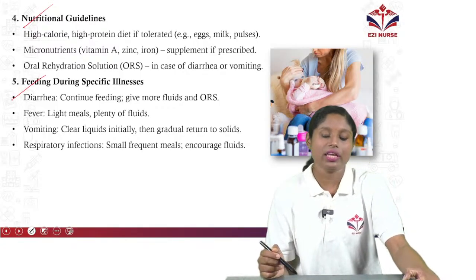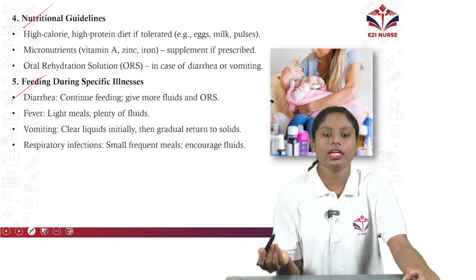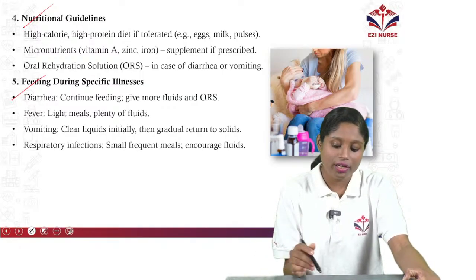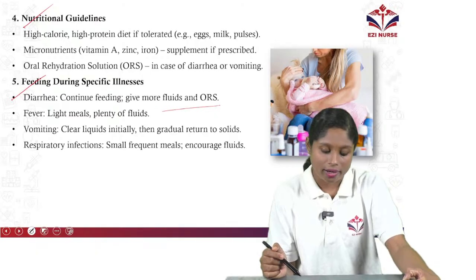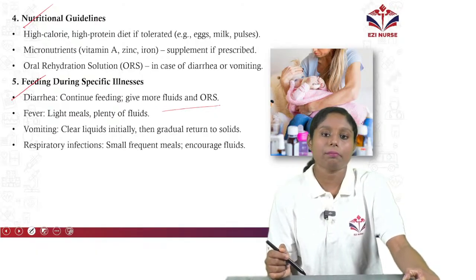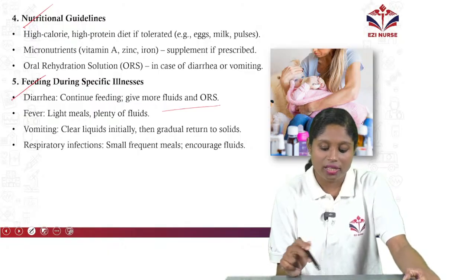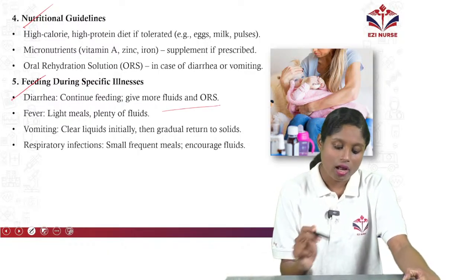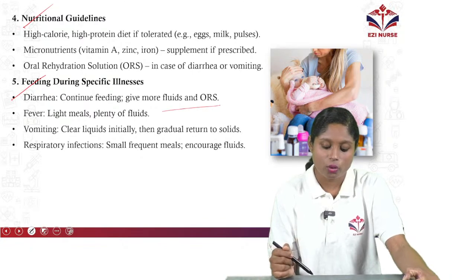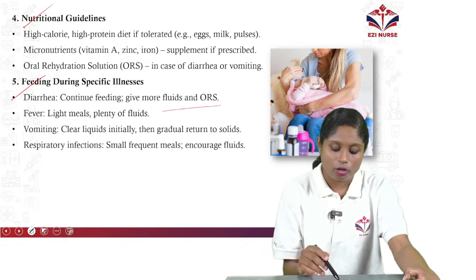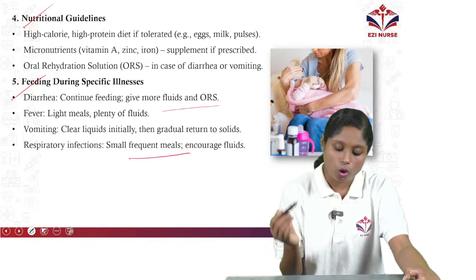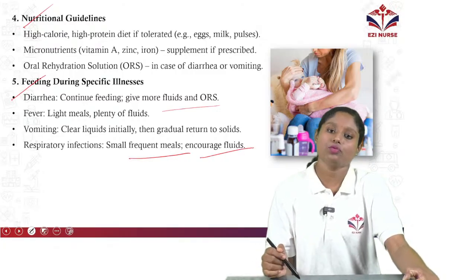Feeding during specific illness. If the child is suffering with diarrhea, continue feeding, give more fluid and ORS. Fever: light meals and plenty of fluids. Vomiting: clear liquids initially, then gradually return to solids. Respiratory infections: encourage small frequent meals and encourage fluids.